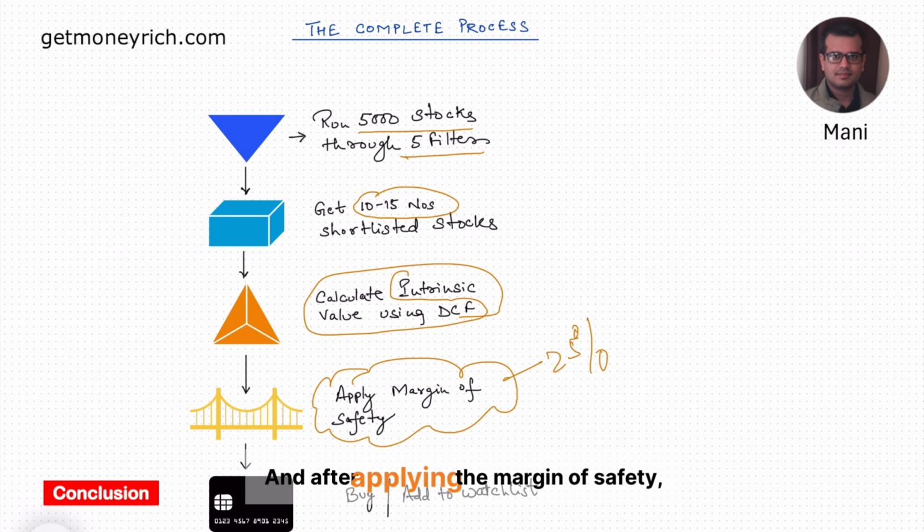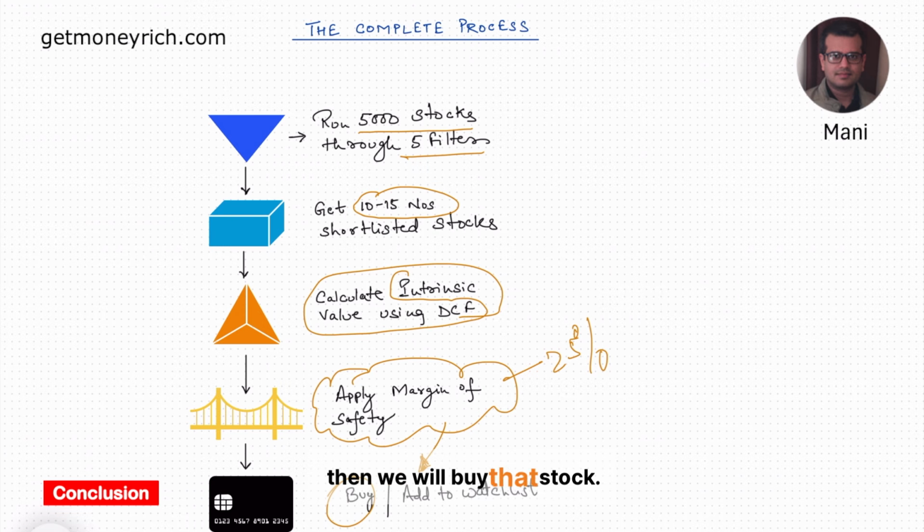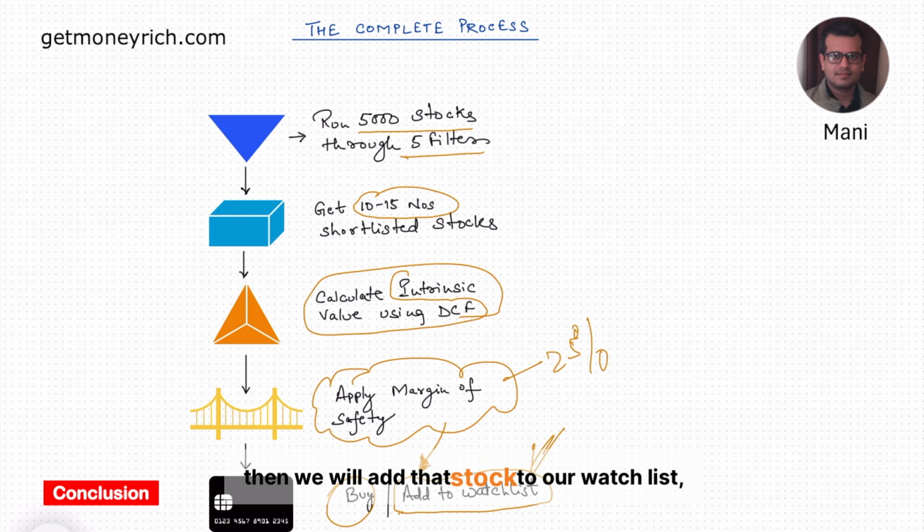And after applying the margin of safety, if the current stock price is trading below the intrinsic value, then we will buy that stock, and if it is not trading at a reasonable price level, then we will add that stock to our watch list, because these are all good quality stocks. Maybe they are not trading at a good price now, but tomorrow they may fall further and we may get an opportunity to buy them.